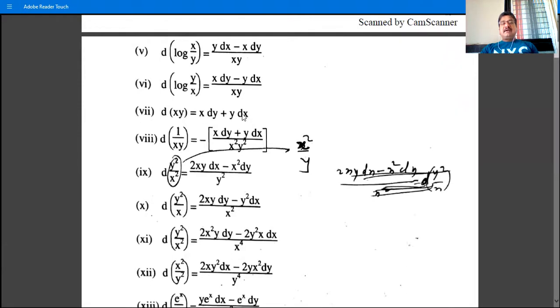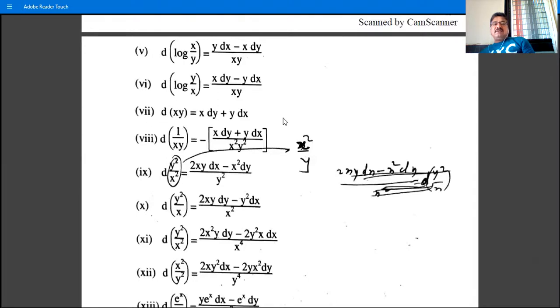1 is the integrating factor, because this differential equation is the exact differential equation. What is M? M is x, and if you take the differential equation x dy plus y dx is equal to 0, then what is the integrating factor? The integrating factor is 1.